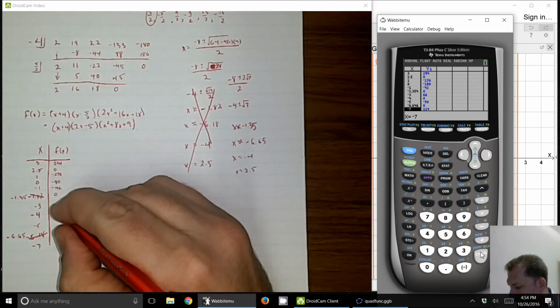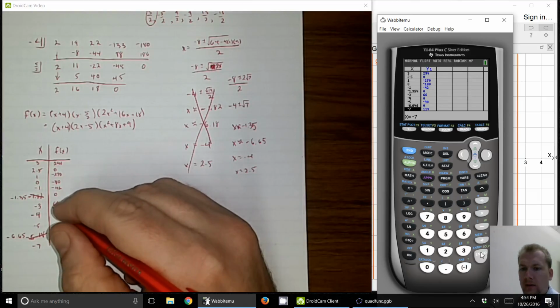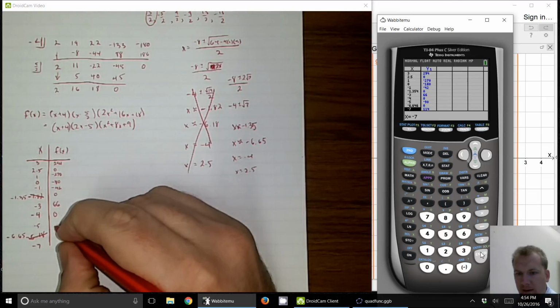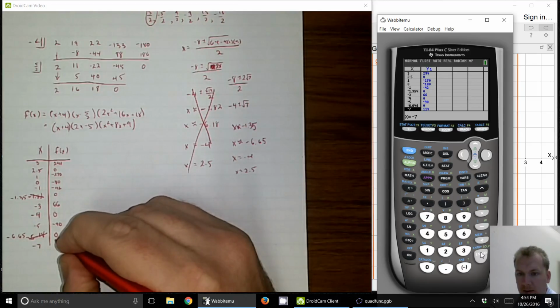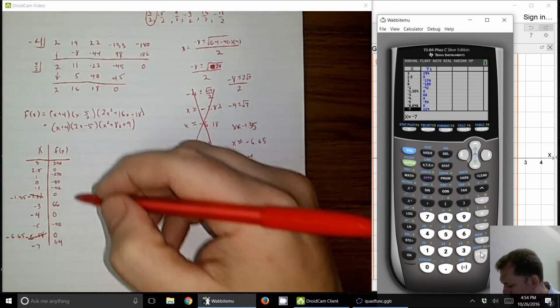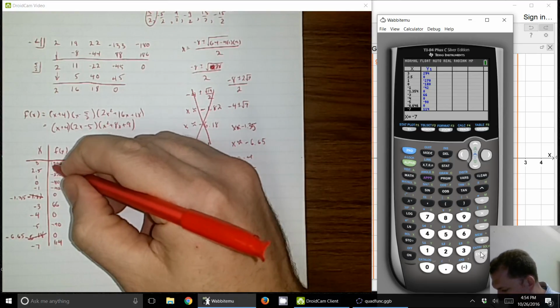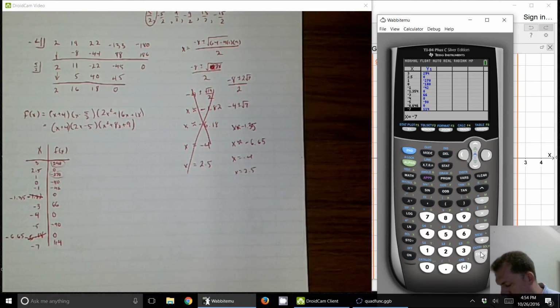So negative 3 gave us 66. Negative 4 was a 0. Negative 5 was negative 90. This was also a 0, and then 114. Good. So the biggest number in the table is right here, and the most negative number is this one. So that's telling us how to scale that. Negative 300 to 300 should do it.